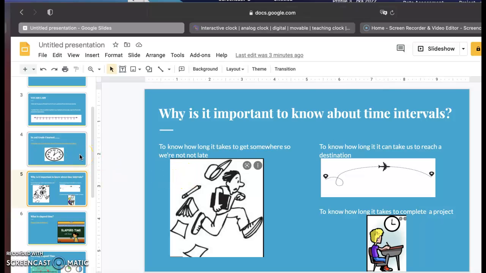First, why is it important to know about time intervals? It's important because we want to know how long it's going to take to get somewhere so we're not late. We want to know how long it's going to take us to reach a destination if we're traveling from point A to point B. And also, you guys being students, we want to know how long it's going to take us to complete any type of project or activity.